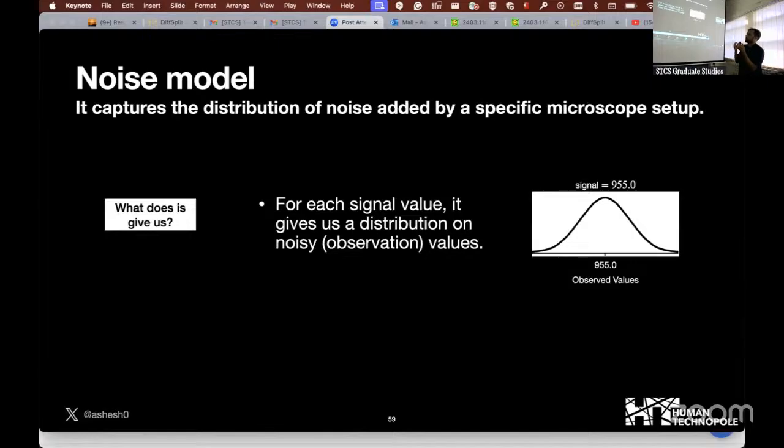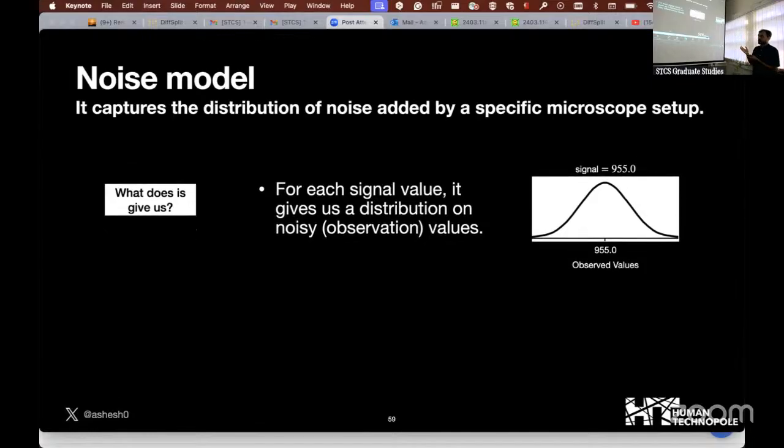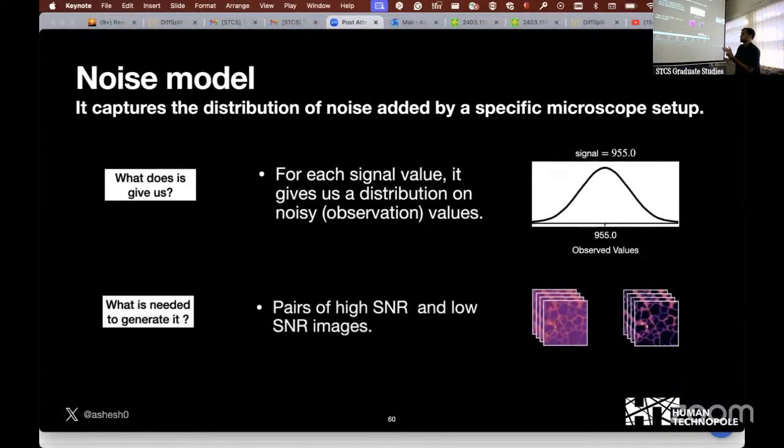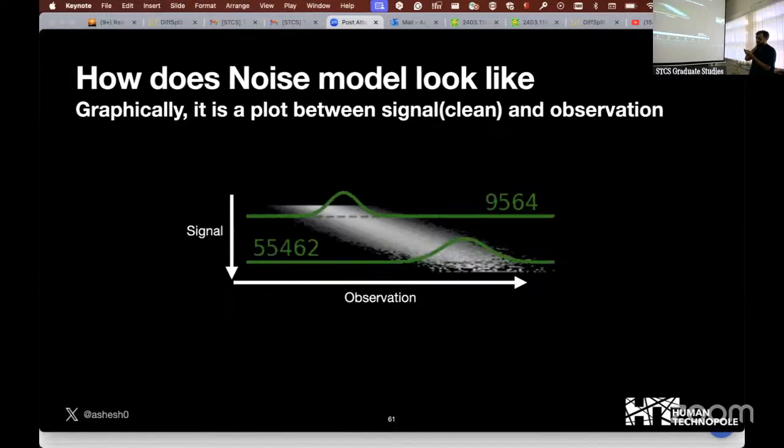And this noise model can give you a mapping from a signal value to the distribution on the noisy values. How do you generate it? There are ways. What you need is essentially paired high SNR and low SNR images. So for every noisy image, if you have a clean version, then for every signal, that is every pixel value from here, you can create a distribution over the noisy values. And this is a pictorial representation of this noise model.